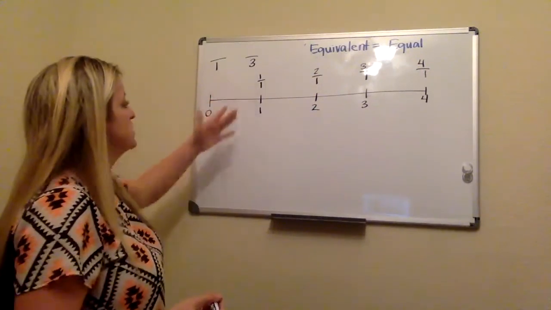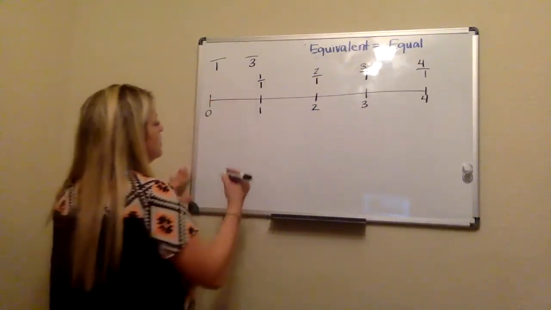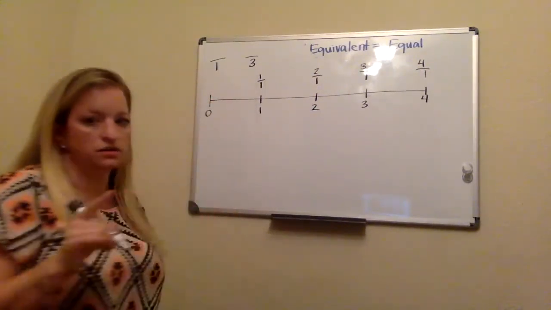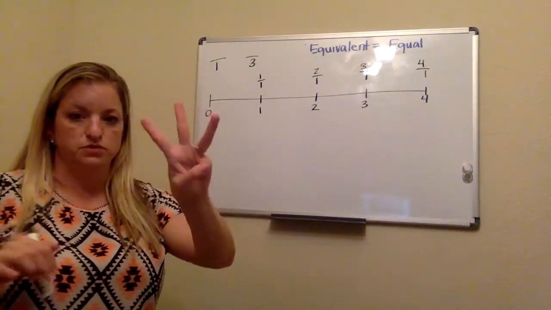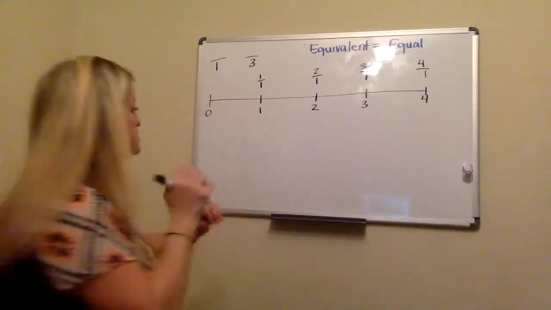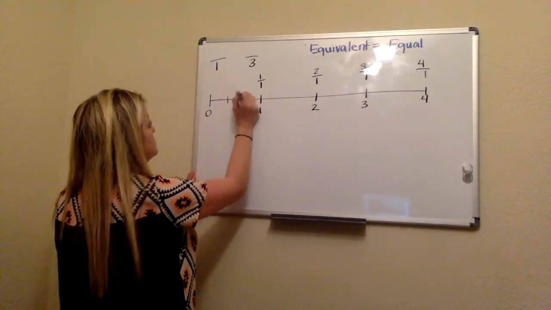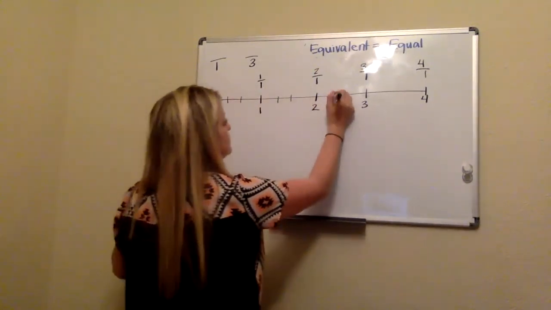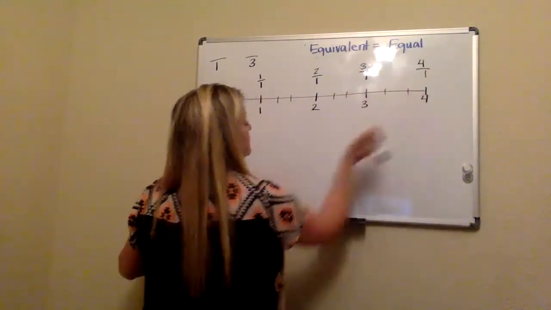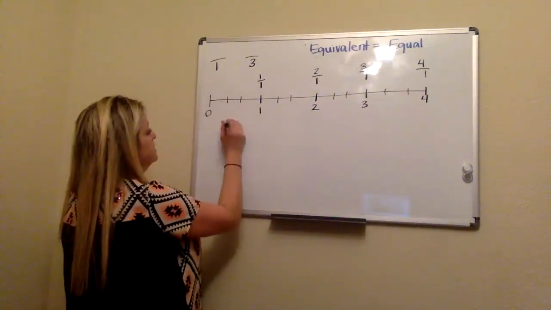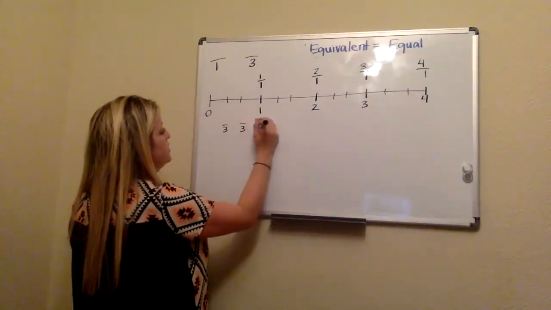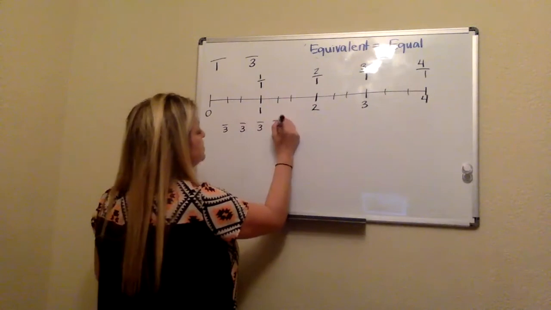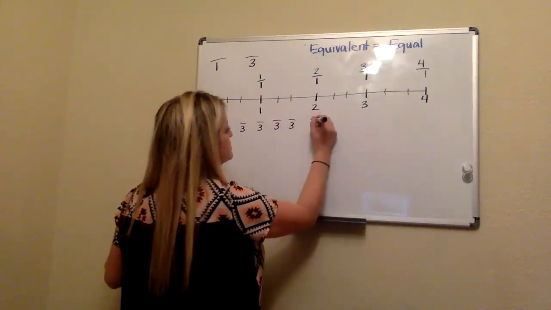Now it says my next one is 3. So with this one, I'm going to break them into 3 pieces. So that's 1, 2 lines. So you're drawing it 1, 2, in each whole. My denominator is 3 because I'm breaking it into 3 pieces.